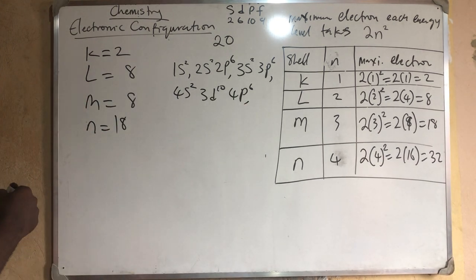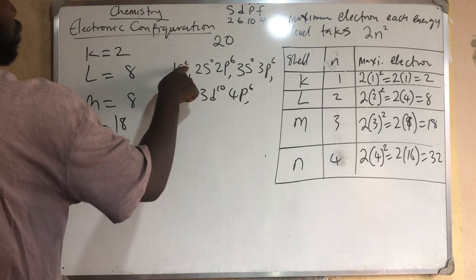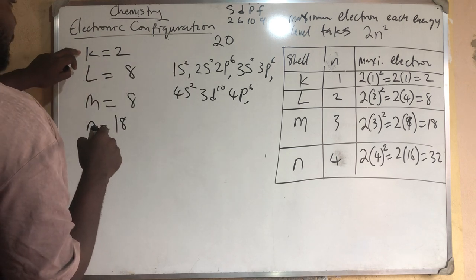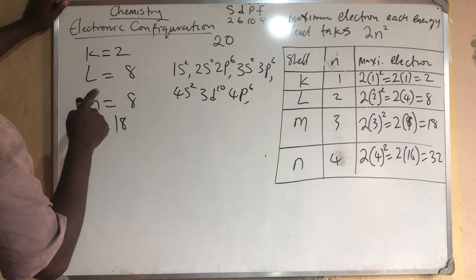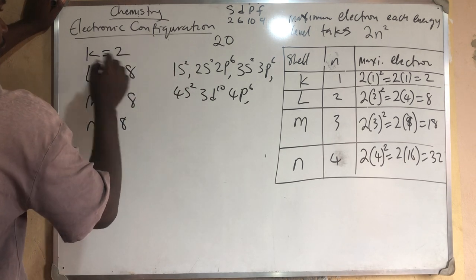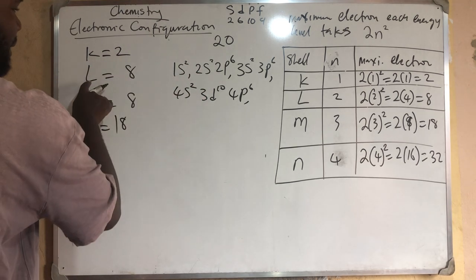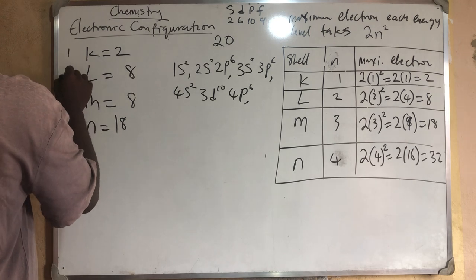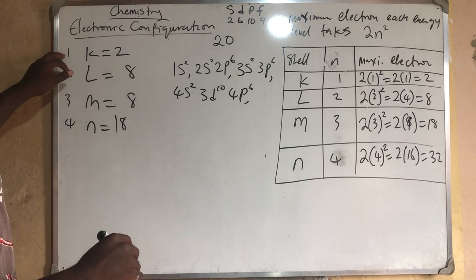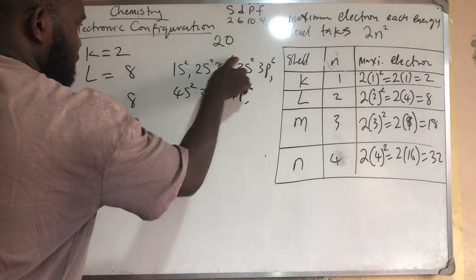Now, if you look at this, this is the first shell. And the first shell, the maximum electron is what? 2. So for 1, this is the principal quantum number. When it is 1, we're talking about the K shell, and the K shell, the maximum electron there is 2. But if it is 2, you are talking about the L shell. This is 1, 2, 3, and 4. If it is 2, you are talking about this one now. That is 2 plus this, that is 8.